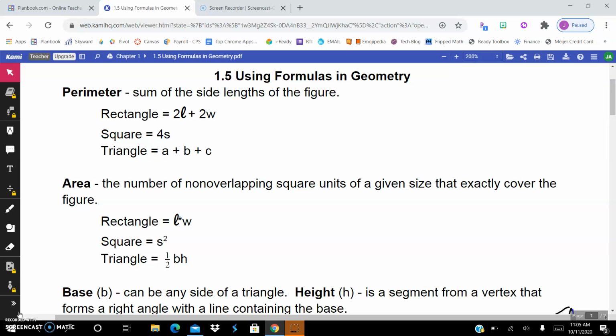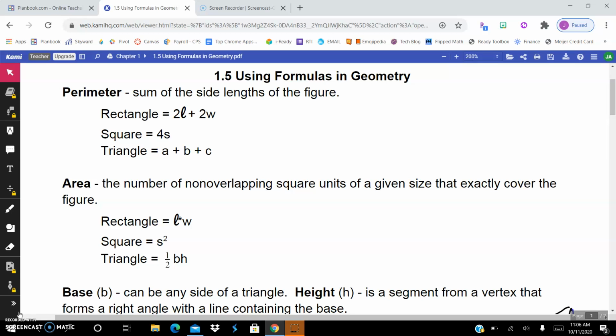Perimeter is the sum of the side lengths of a figure, and sum is the addition or the answer to an addition problem. So basically you're going to add up all of the sides. For a rectangle, you would take 2 of the lengths plus 2 of the widths and add those together. You could expand that formula a little bit and do L plus L plus W plus W. That's just the shortened version, to make it a little bit quicker, but that's all you need to do.